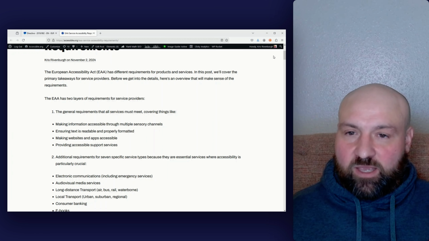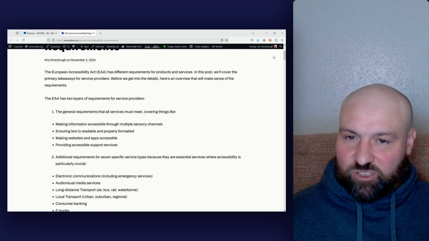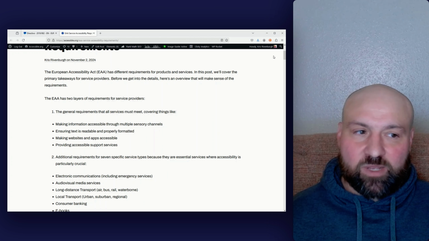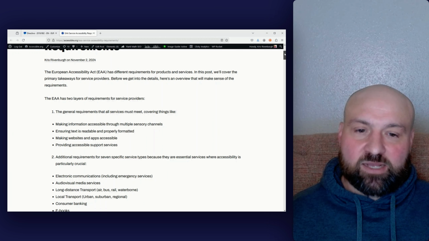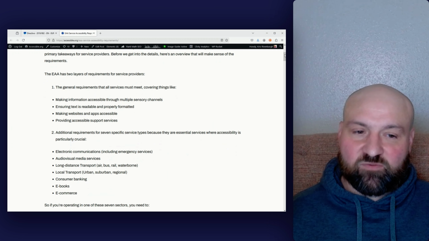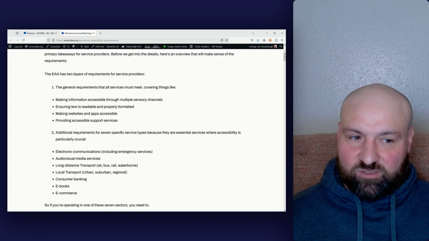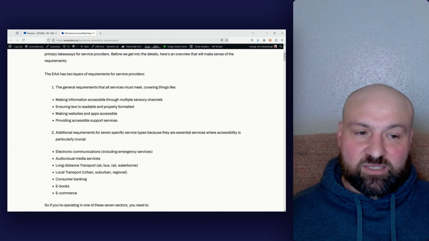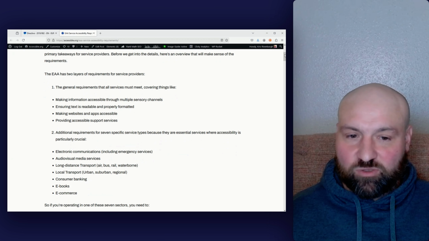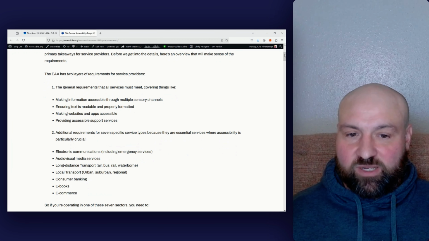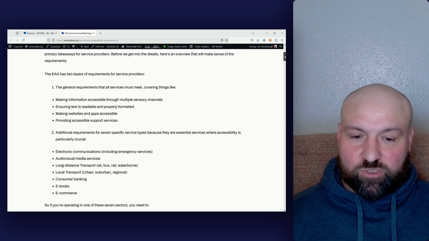So think of the EAA as having two layers of requirements for service providers. The first layer is the general requirement. It's going to apply to everybody, so everybody needs to meet these requirements. And then the second layer has these additional requirements for seven specific service types, because these services are so essential to daily life, and accessibility is particularly crucial here.